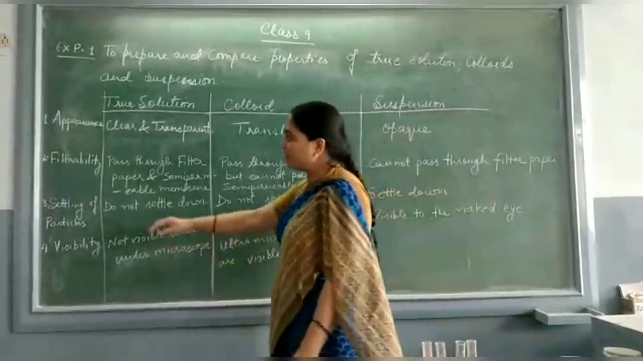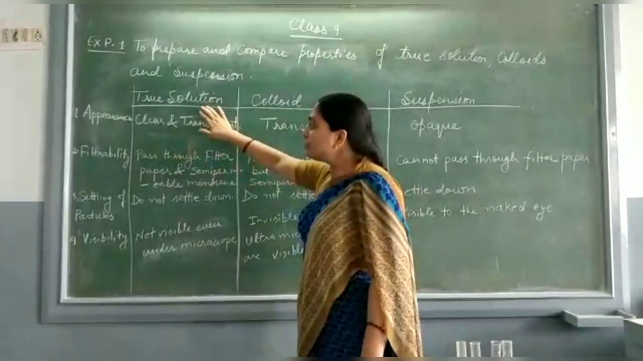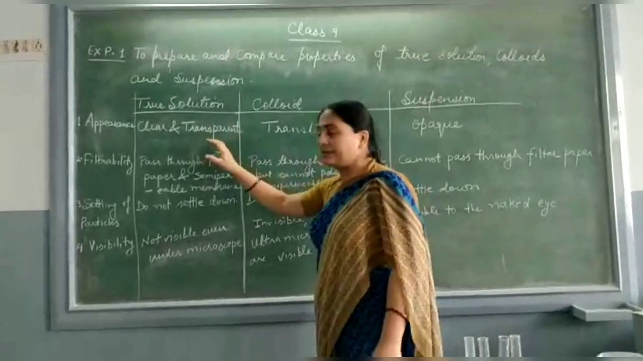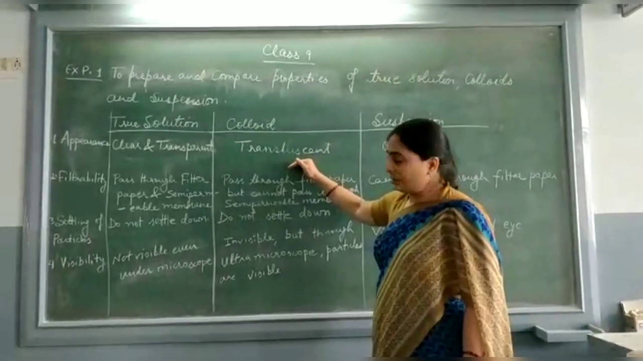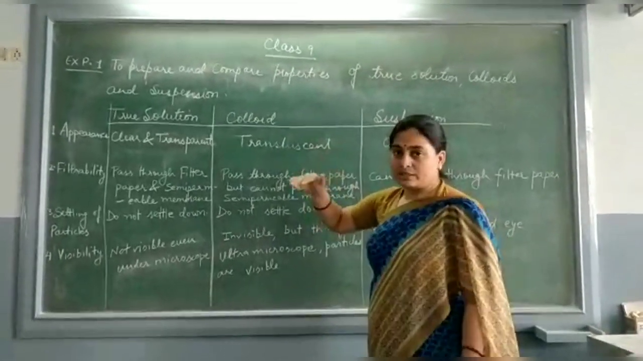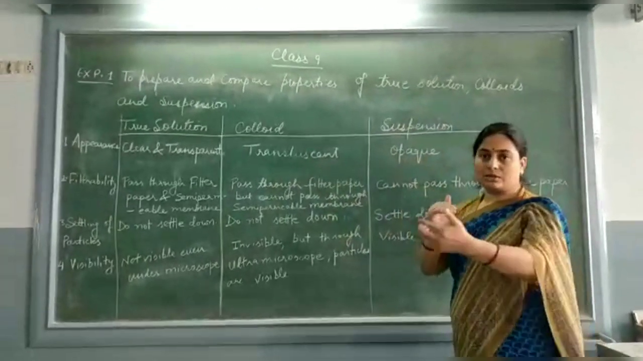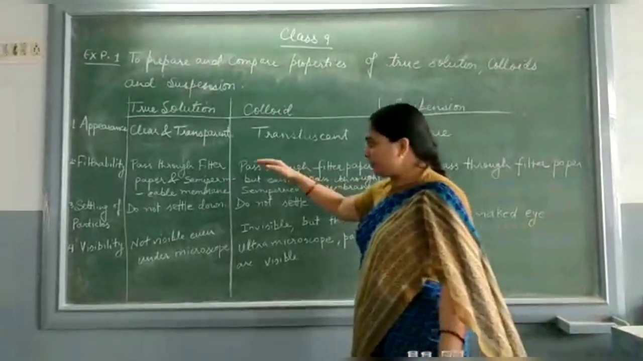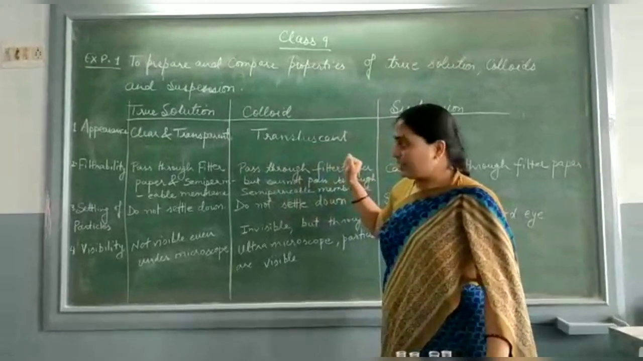The first point we have is appearance. In appearance we see that the true solution is clear and transparent. I'll show you how it is clear and how it looks. Colloid is translucent, that means the visibility is less. And suspension is opaque. We cannot see the other side of the suspension. That is the appearance. So let us see the appearance by taking some examples.